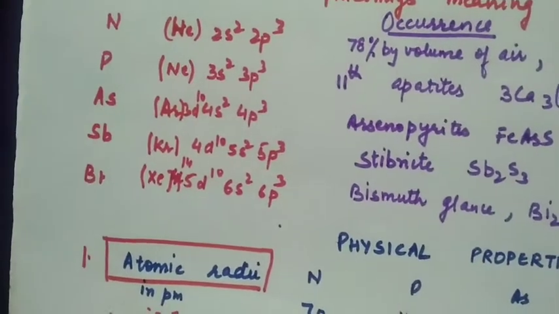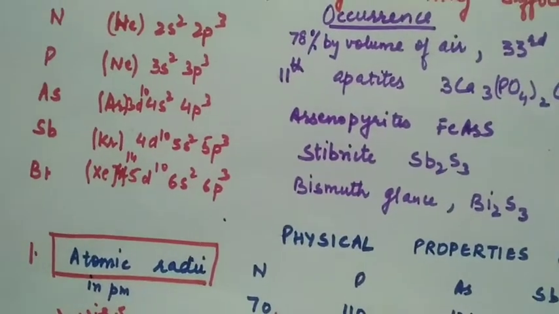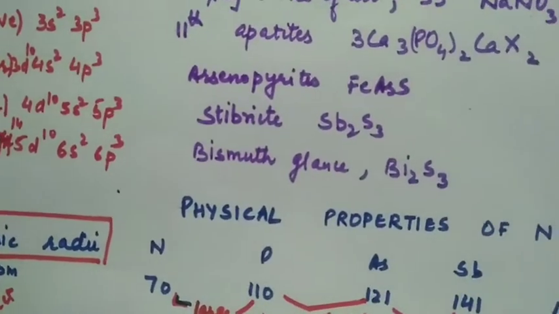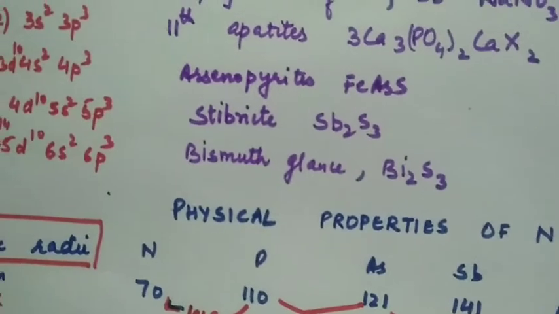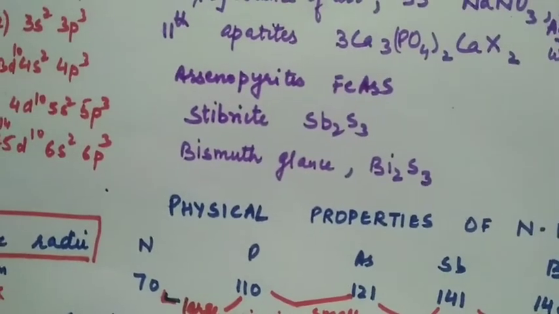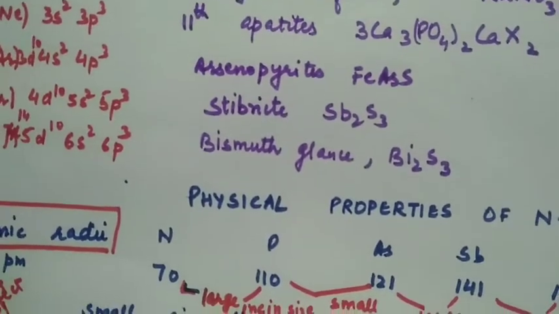The other elements, arsenic, antimony and bismuth, are found in traces in the form of their sulfide ores. For example, arsenopyrite, FeAsS, stibnite, Sb2S3, and bismuth glance, Bi2S3.